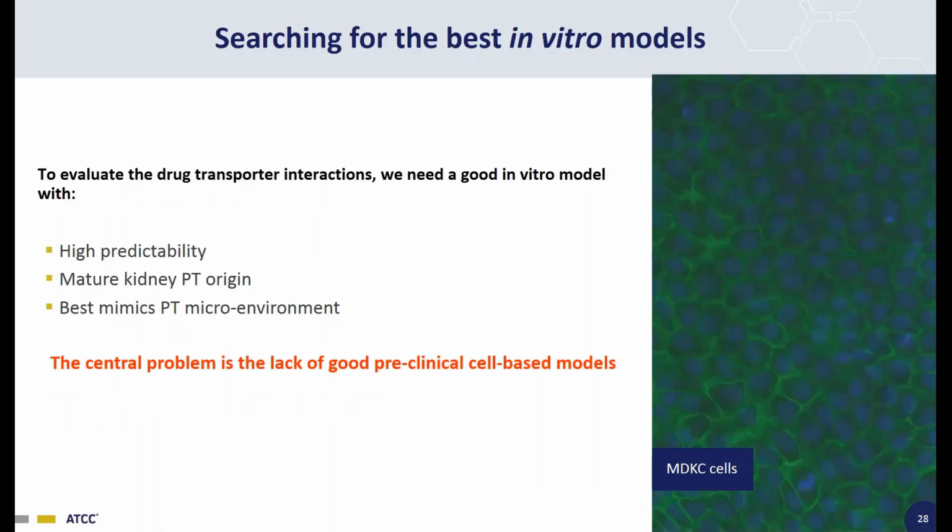We all know that cell-based models are still one of the most valuable tools during the drug discovery stage and very useful for preclinical testing because they are easy to use and can do high throughput screening easily. So now I'm going to take you on a short journey to search for the best in vitro kidney cell toxicity models. For those cell-based models, what we are looking for is high predictability, a mature kidney proximal tubular origin, and one that best mimics the proximal tubular microenvironment.